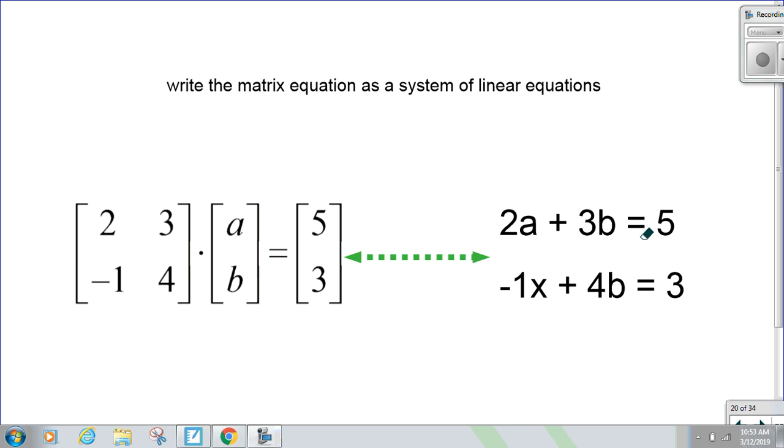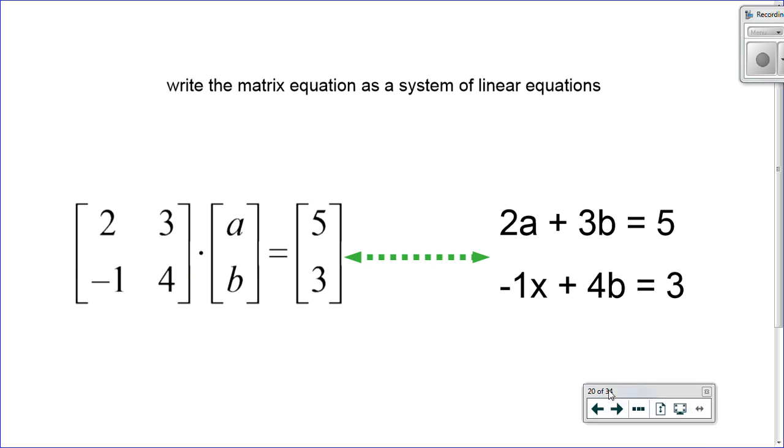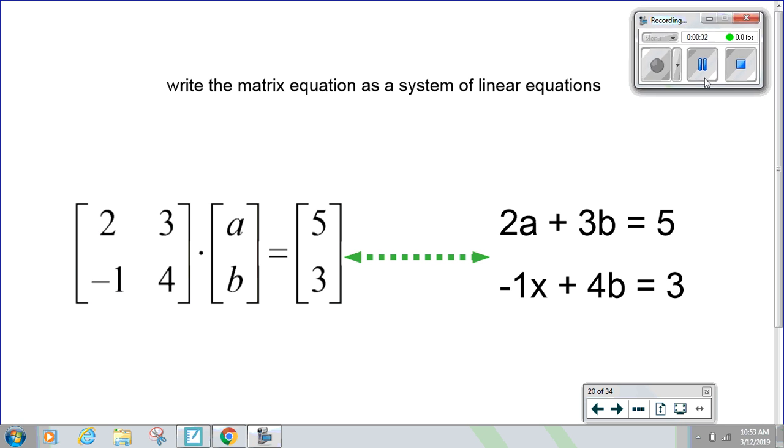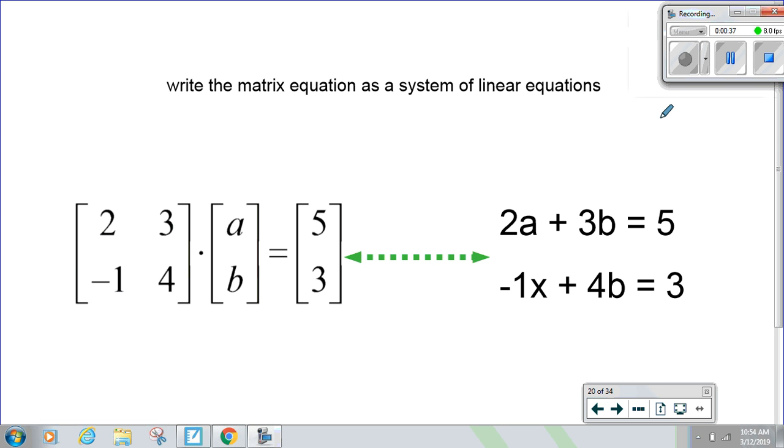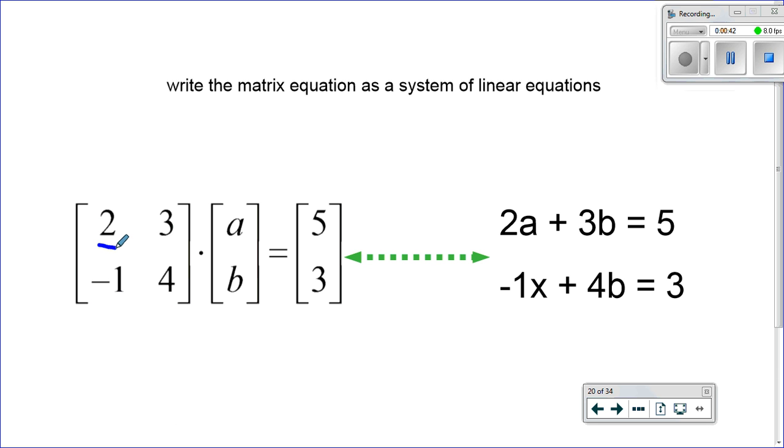So here I have my matrix equation on the left and my system of equations on the right. So remember, this is just a matter of matrix multiplication. So we're going to follow that process where we would say 2 times A plus 3 times B is going to give me this value 5. So again, 2A plus 3B equals 5. And I'm going to do the same thing for the bottom one, negative 1A plus 4B equals 3. So we can see how those go together.